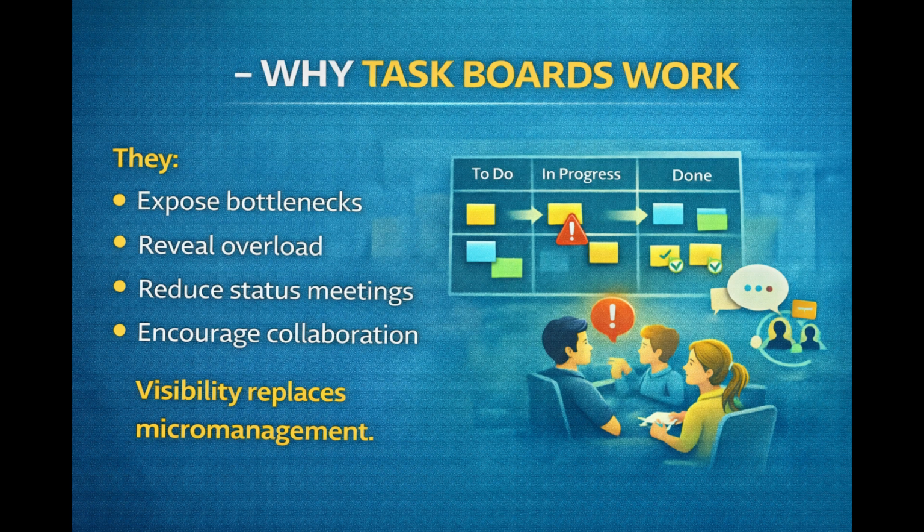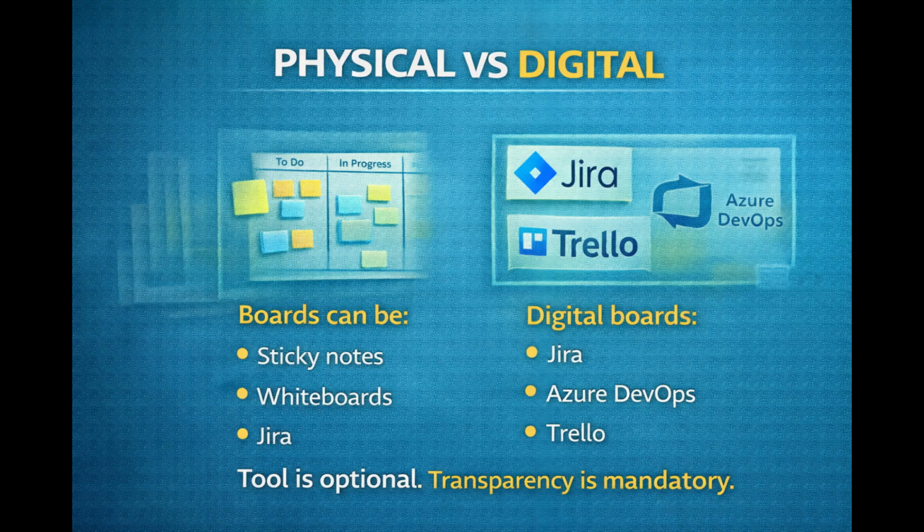Why task boards work. Task boards expose bottlenecks. If everything is stuck in progress, you have overload. If to verify is piling up, testing is lagging. If to do never shrinks, scope may be unrealistic. Visibility reduces micromanagement. It increases accountability naturally. Physical or digital. Boards can be physical, sticky notes on a wall, or digital, Jira, Azure DevOps, Trello. The platform doesn't matter. Visibility does.